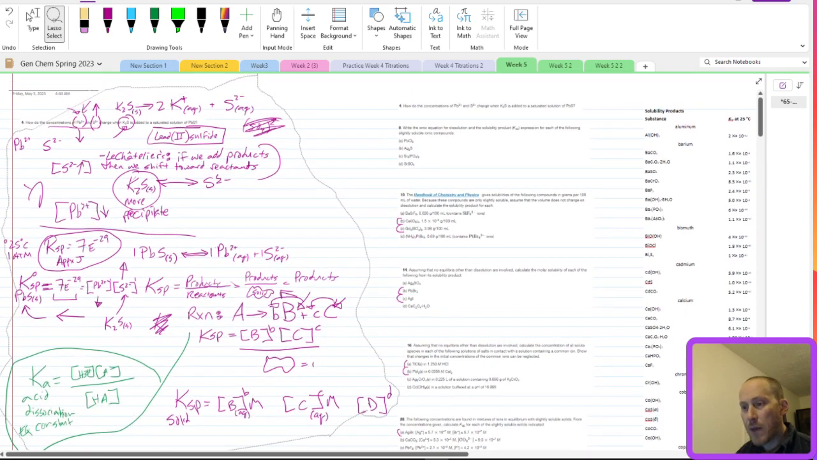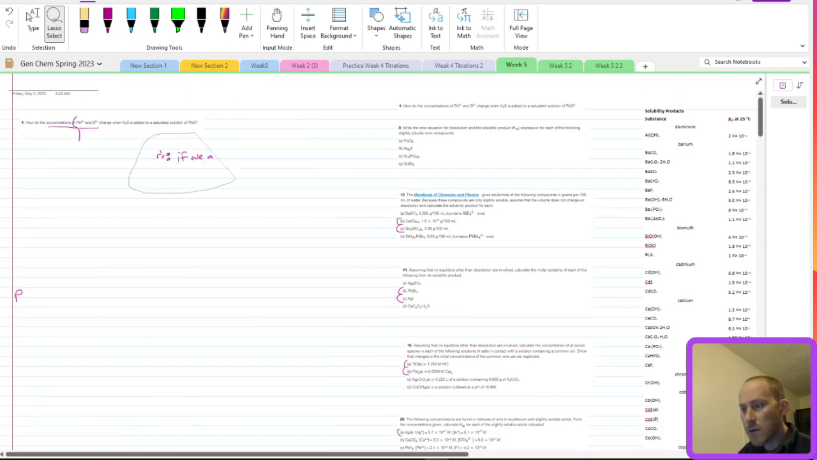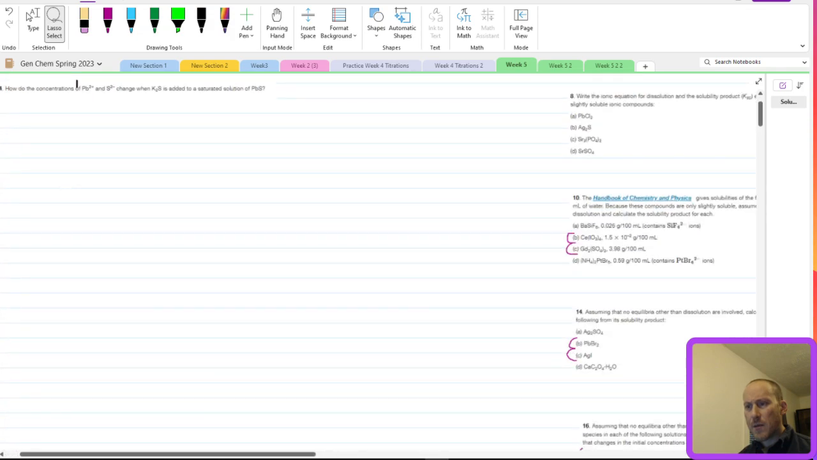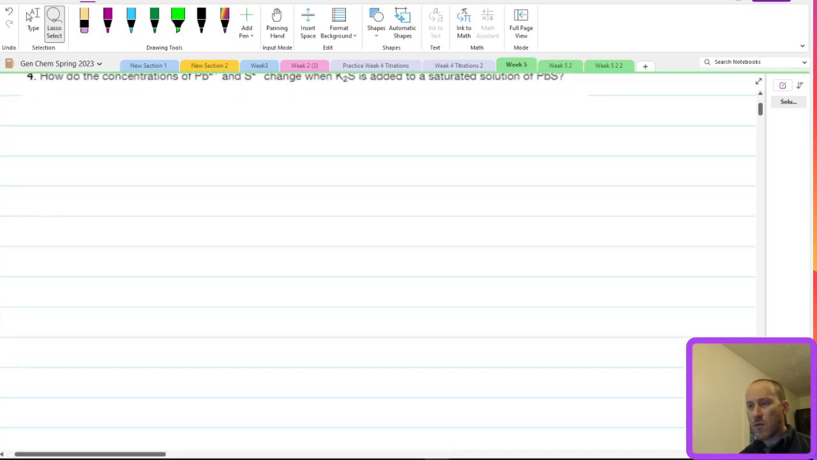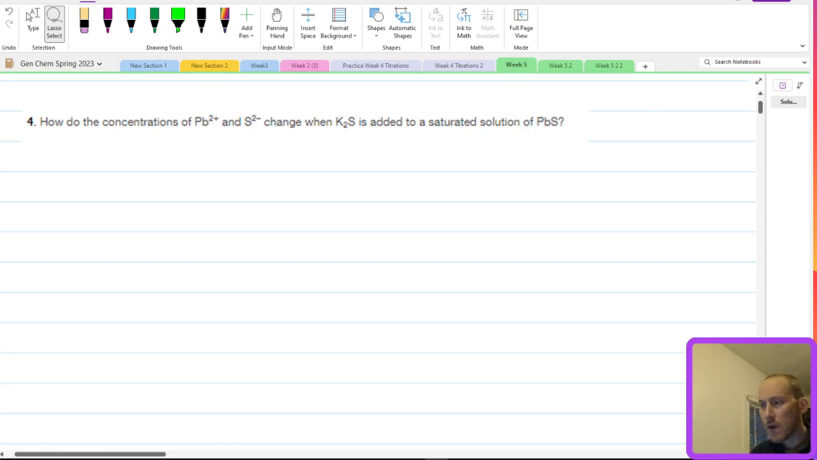We are talking about solubility today, and solubility is all about stuff dissolving, specifically solid things dissolving into water and becoming aqueous things. Pretty much every time becoming ions. So let's just look at an example right off the bat here. This problem is talking about a saturated solution of lead sulfide.